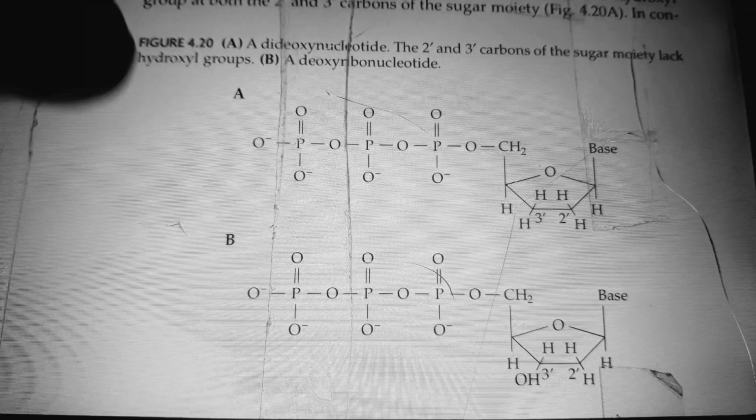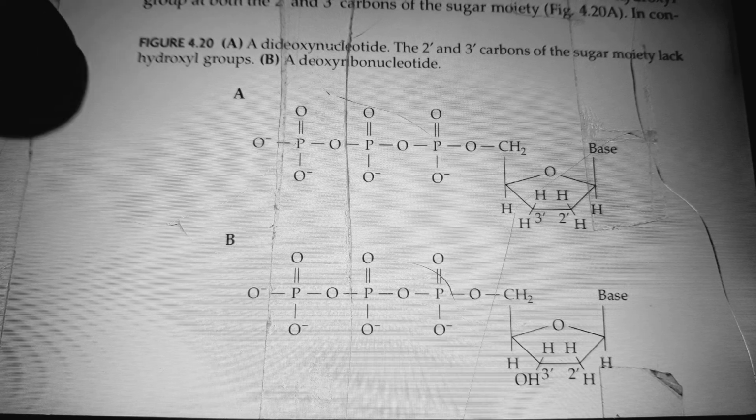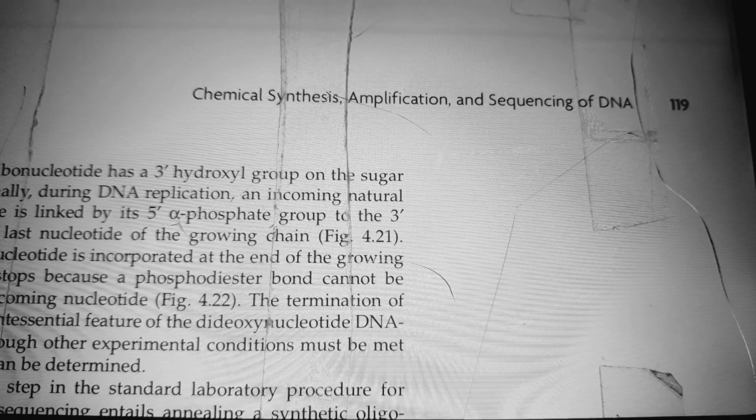In perspective of this, we have a figure here, 4.2, which shows a dideoxynucleotide. The 2' and 3' carbons of the sugar moiety lack hydroxyl groups. In contrast, a natural deoxyribonucleotide has a 3' hydroxyl group on the sugar unit. Normally, during DNA replication, an incoming natural nucleoside triphosphate is linked by its 5' alpha phosphate group to the 3' hydroxyl group of the last nucleotide of the growing chain.